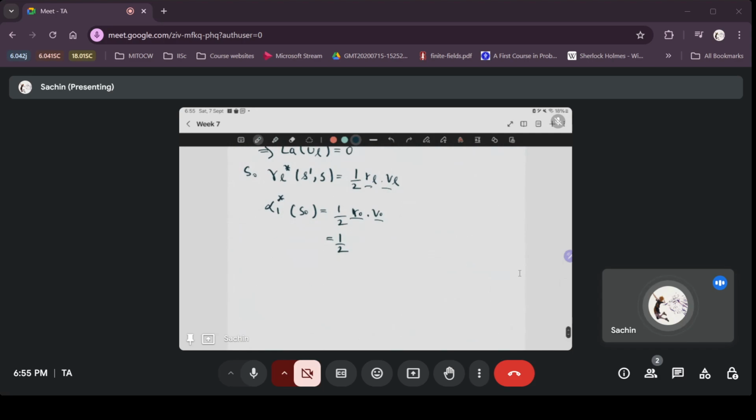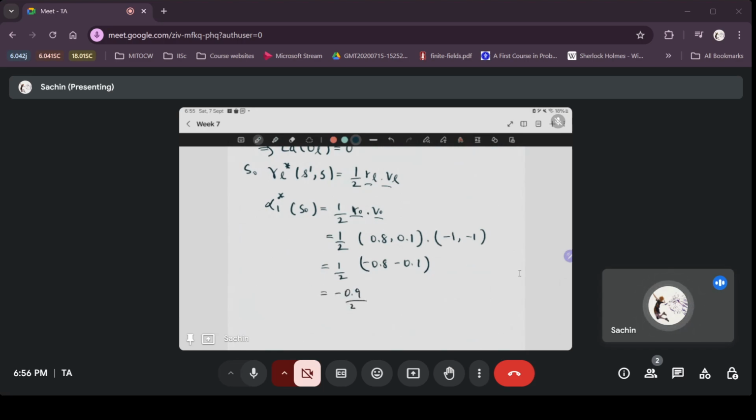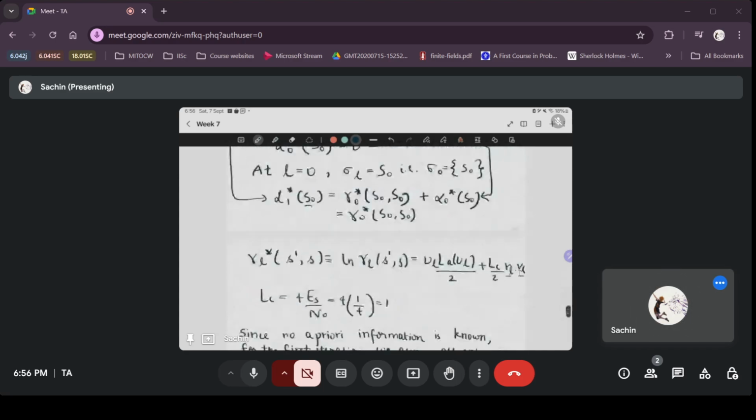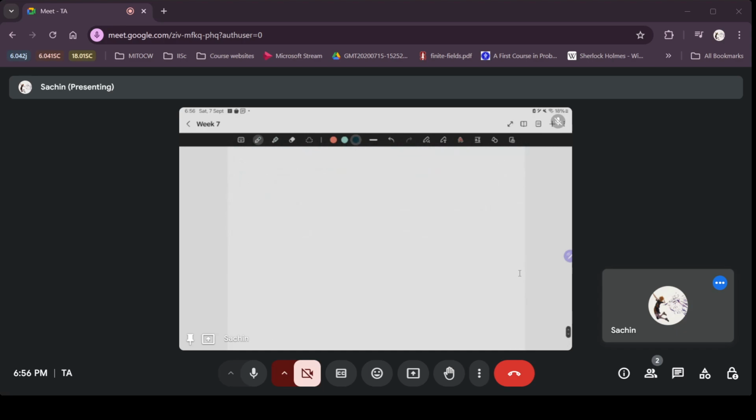So this is nothing but 0.8, 0.1 dotted with minus 1 comma minus 1. So it's minus 0.8 minus 0.1, which is minus 0.9, divided by 2, which is minus 0.45. That's it. I'll take a break and come back and do question 5.